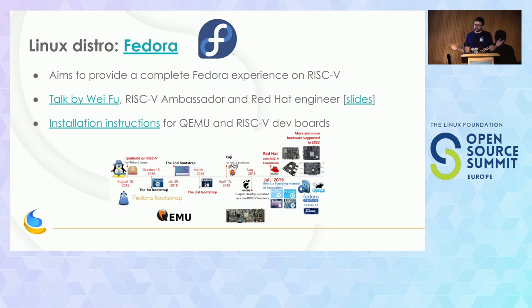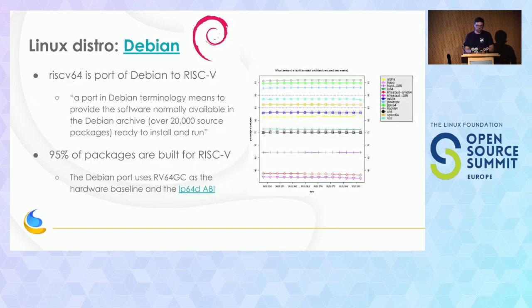So there are several Linux distros that are supporting RISC-V. So Fedora has a version. It's not the official version, but I think eventually it'll become that. But they have support in QEMU and for several RISC-V dev boards as well. There's a fellow RISC-V ambassador named Wei Fu at Red Hat, and he is super excited to get Fedora to run on any RISC-V hardware that exists out there. So you can look at the wiki page there on Fedora. They talk about all the different hardware they support. Debian also has support for RISC-V, and it has pretty good coverage.